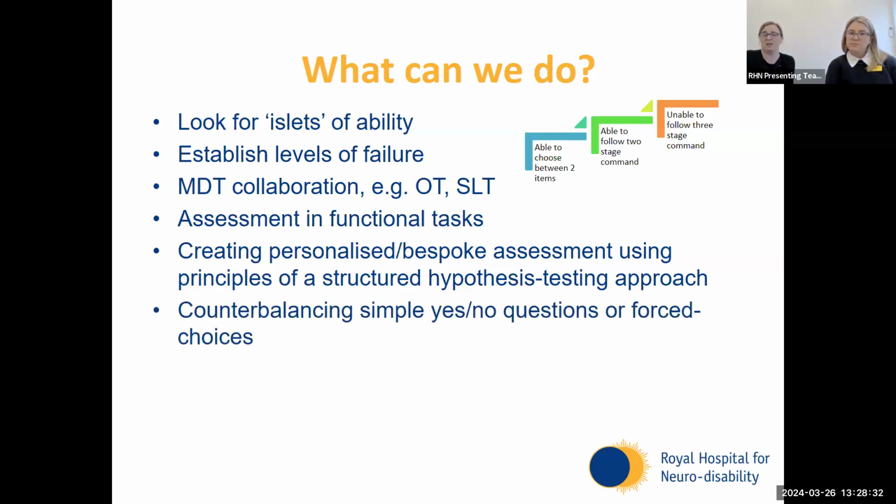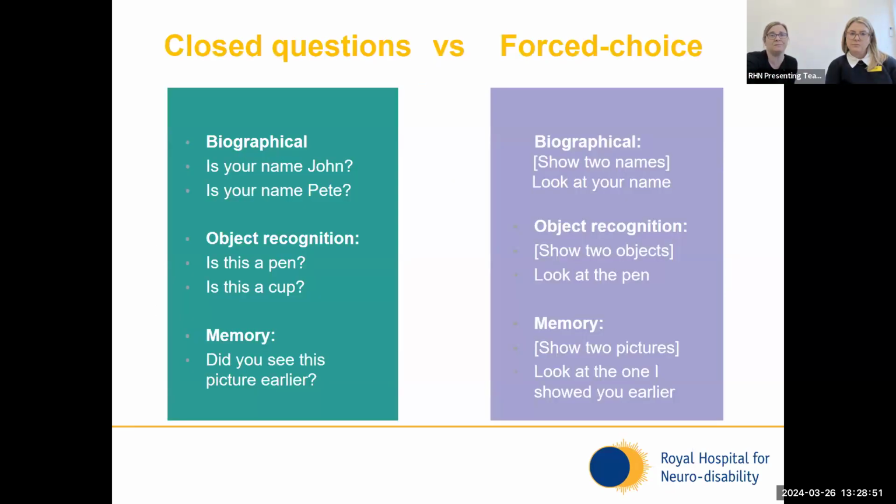And one of the ways that we might do that is to think about counterbalancing simple questions. We'll give some examples of these in a bit. And again, our colleagues may be using similar approaches. And always we're thinking about what's the formulation? What do I know about cognition? How do I know it? What does it mean for the person? And is it brain injury or other factors going on?